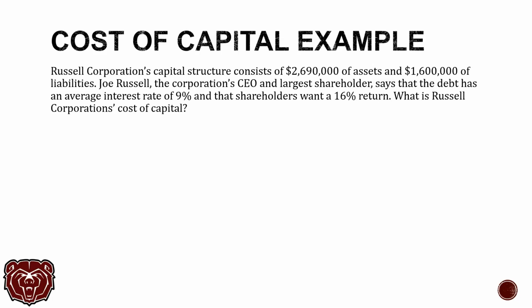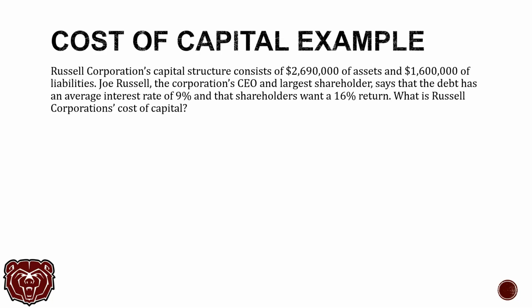So let's say that Russell Corporation's capital structure consists of $2,690,000 worth of assets and $1,600,000 worth of liabilities. Joe Russell, the corporation's CEO and largest shareholder, says that the debt has an average interest rate of 9% and that the shareholders want a 16% return. What is Russell Corporation's cost of capital?